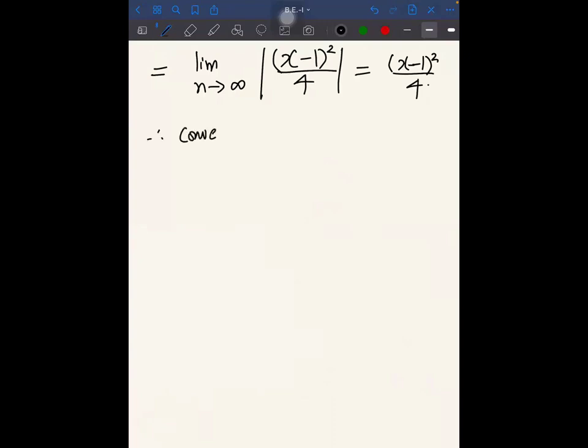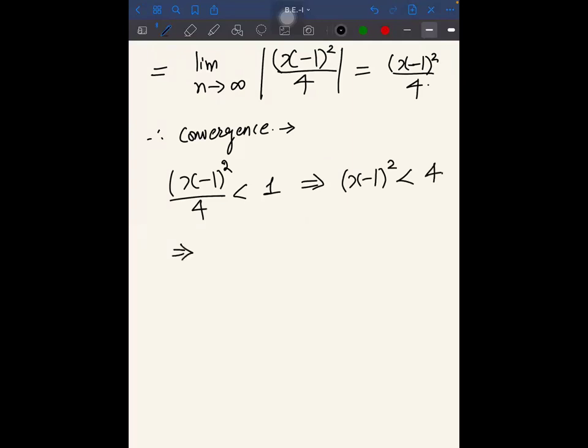So for convergence, what should it be? x minus 1 whole square by 4 less than 1. So that means x minus 1 whole square is less than 4. From here, what happens? Can you tell me? Mod of x minus 1 less than 2. Now it should be clear that it is mod, right? What is your radius of convergence? 2. Yes, that's true. So R is 2 over here.